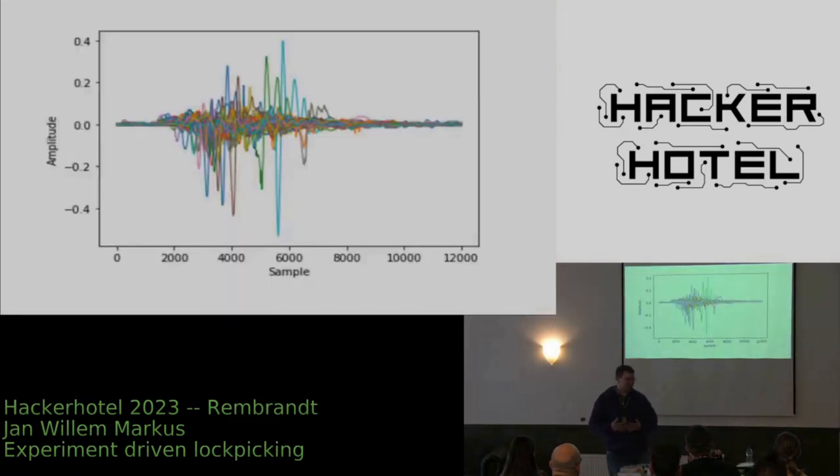I have different keys, I can make a lot of different keys, and I can rotate them in the cylinder. Then you get sound plots like these. This is just a random one, but it shows one where I laid a lot of traces on top of each other. But they're all different, and I'm not that good yet at the statistical part and figuring out how to get from this to a working key.